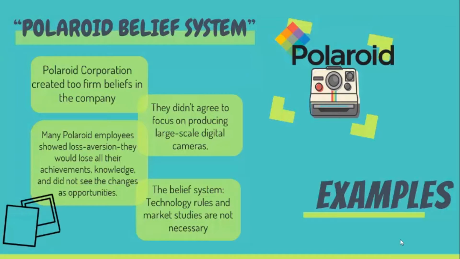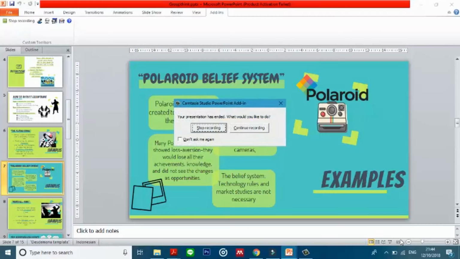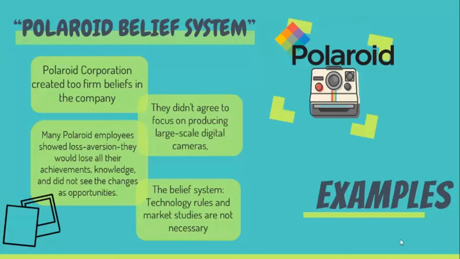This company could actually have been a leader in digital cameras, but because of the belief system embedded in the company, they didn't agree to focus on producing large-scale digital cameras, even though they could have been the market winners because they found the prototype first. Another factor was that many Polaroid employees showed loss aversion, where they would lose all their achievements and knowledge and didn't see the change as an opportunity.